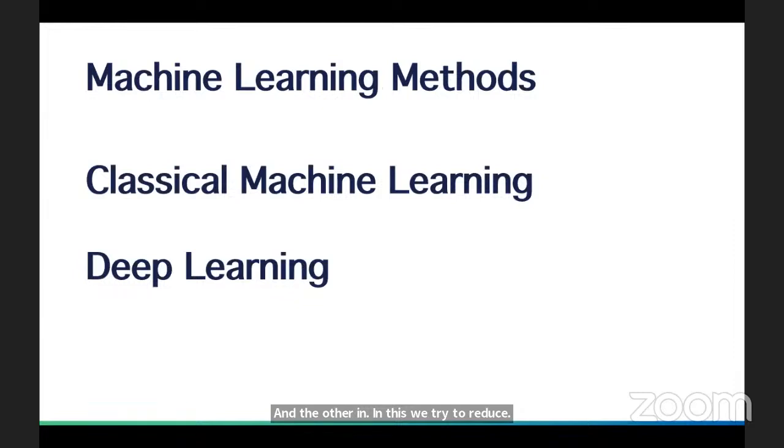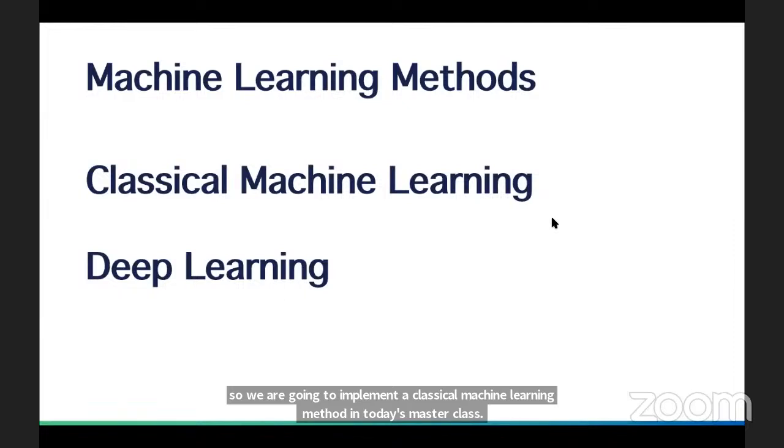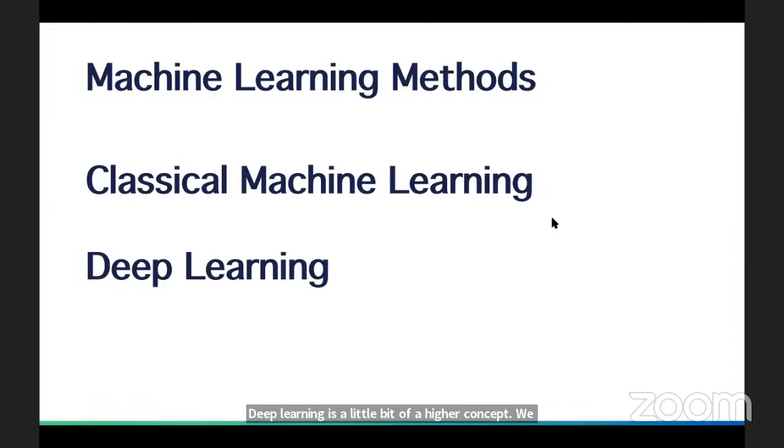All right, so I already told you in the first masterclass that there are 2 types of machine learning. One is classical machine learning, and the other one is the deep learning method. Classical machine learning involves using machine learning algorithms, and the second one, deep learning, involves using neural networks. We are going to implement a classical machine learning method in today's masterclass. Deep learning is a little bit of a higher concept. We will not be able to implement it in a 3-hour masterclass, so you will have to go to other resources to learn that. But nonetheless, we are going to cover a classical machine learning algorithm and the basics of some Python libraries and Python programming concepts.